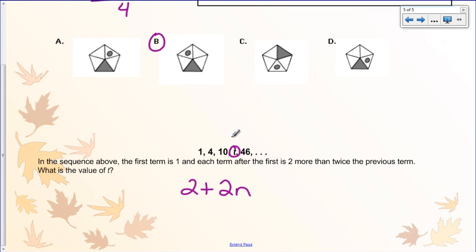What is t? Well, the one before it happens to be a 10. So if I plug this in, it's 2 more than 2 times the previous term, which is 10. And so if I do 2 times 10, I get 20. If I add 2 to that, then I get that t is 22. And I just used what the word said, plugged it in, and got it.